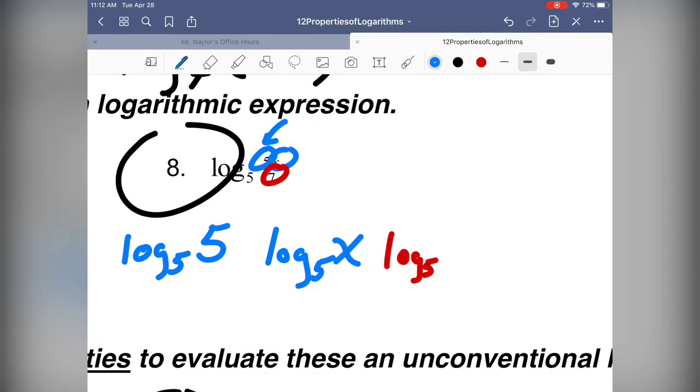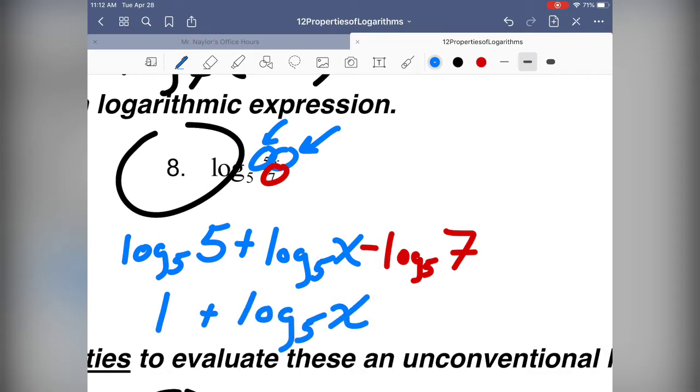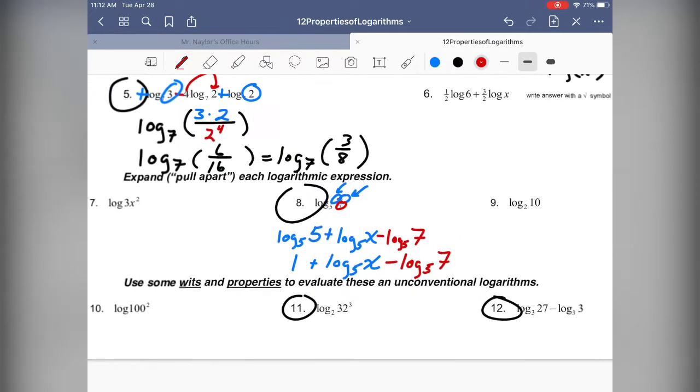It's going to allow me to put the x, and then it's going to always have the denominator be the one that's subtracted. So I'm going to put the log of 5 plus the log of x minus the log of 7. And oh, by the way, the log base 5 of 5 is actually equal to 1. If you wanted to, you could have changed that to the number 1, which is nifty, but I'll say it's not required. As long as you split this thing up into 3 parts, that's the best.